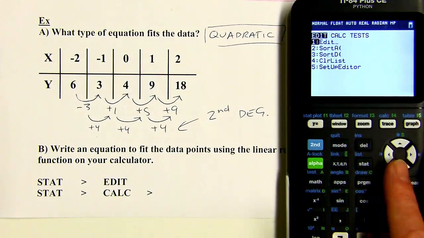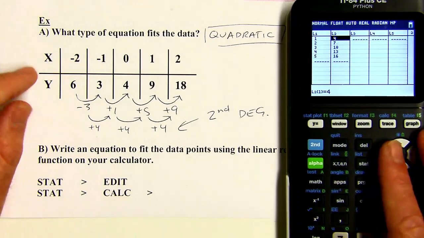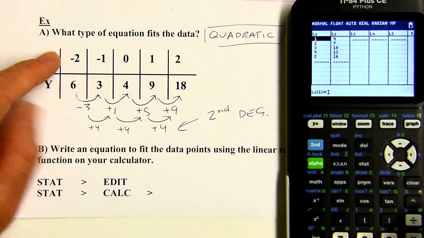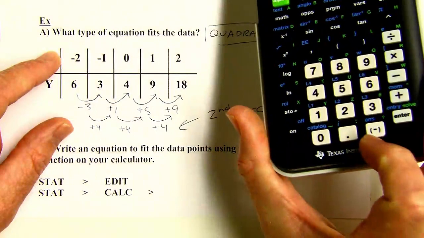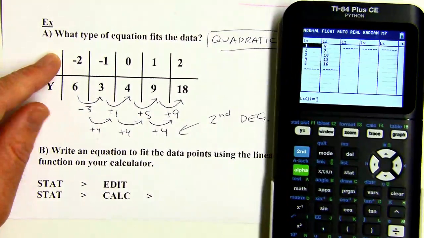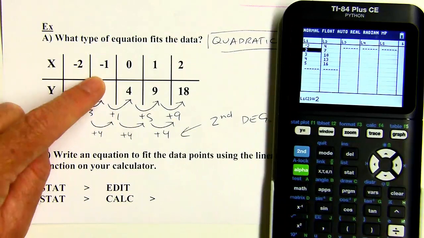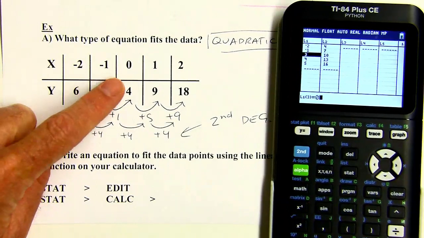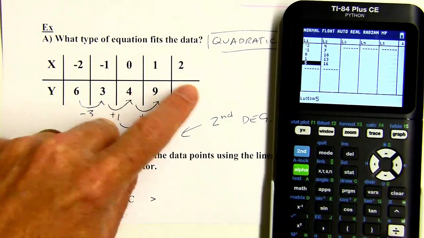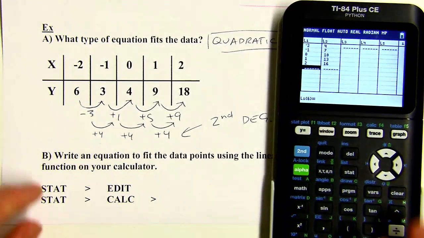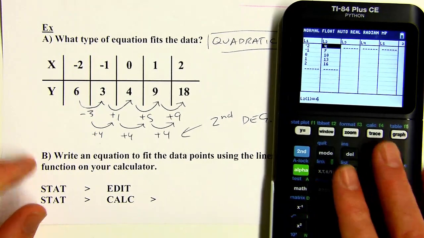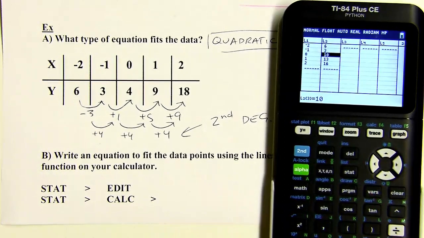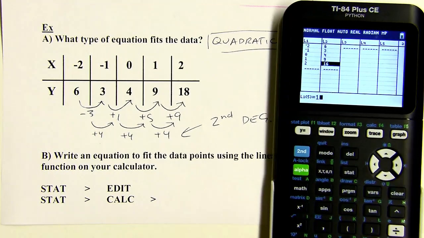Okay, so I'm going to hit stat, edit again, and I'm going to put in this new xy table. Again, make sure you use that negative right there when you type in -2. I'm just writing right on top of my other values here. Every time I hit enter, the cursor just moves over, so I can do this with one hand. Okay, and then for my y's, I've got 6, 3, 4, 9, and 18. Okay, so I got that in there.